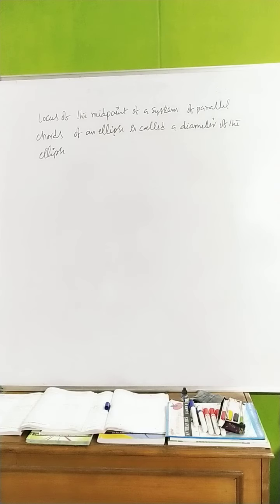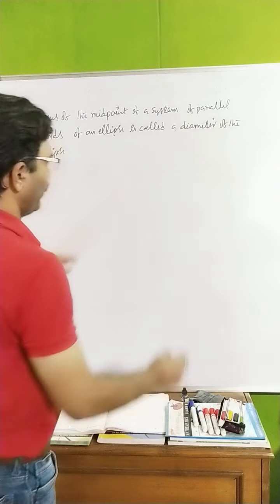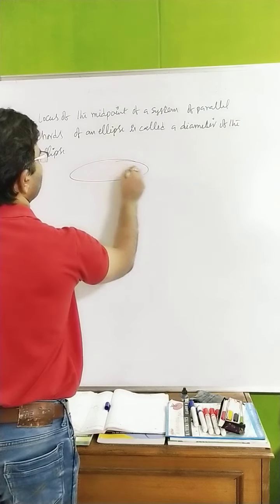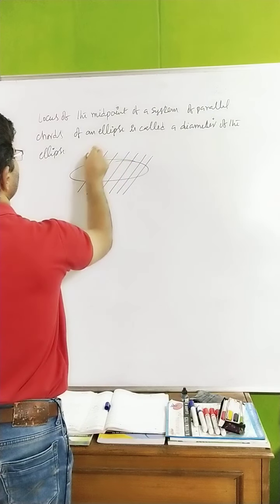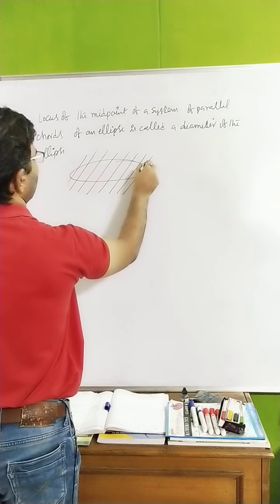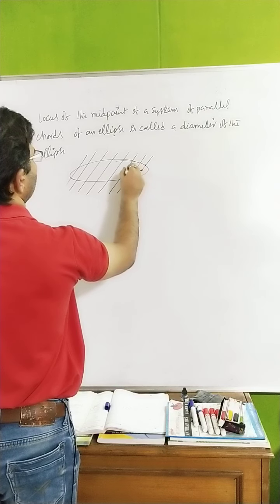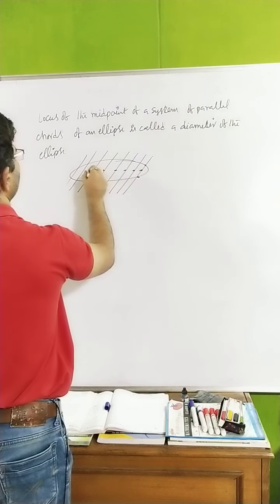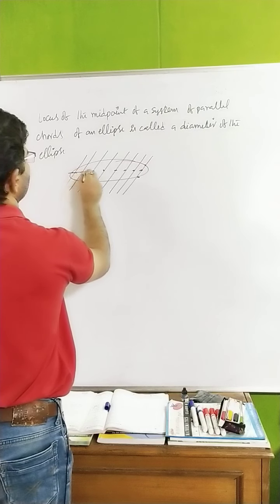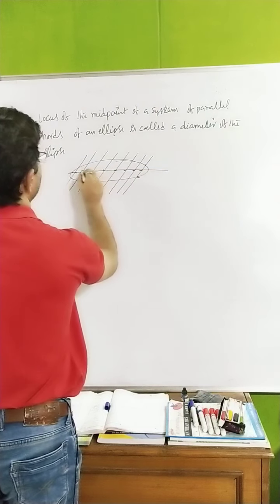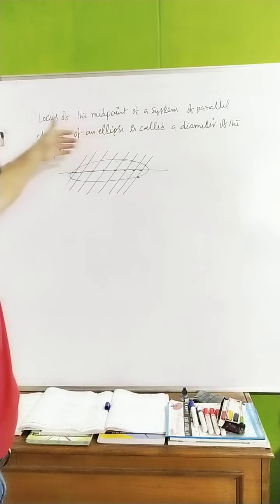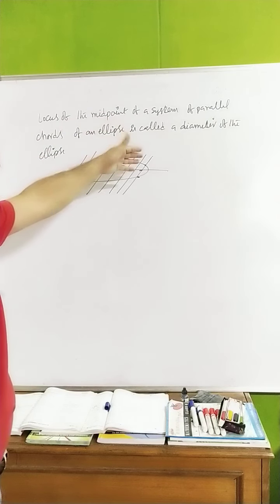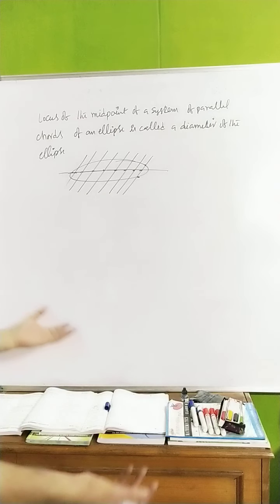You see here, what is meant by the diameter of the ellipse? Very simple. If you draw parallel lines, and take the midpoints you are getting like this, you join them. The locus of midpoints of a system of parallel chords of an ellipse is called the diameter of the ellipse.